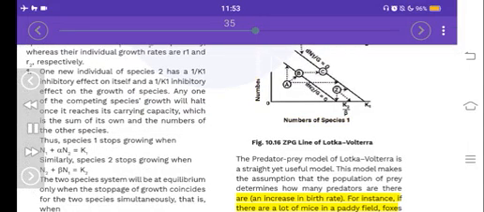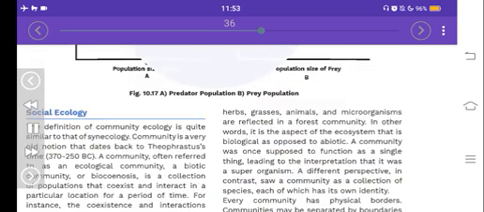For instance, if there are a lot of mice in a paddy field, foxes would consume numbers of species 1. The predator-prey model of Lotka-Volterra is a straightforward yet useful model. This model makes the assumption that the population of prey determines how many predators there are and the increase in birth rate. For instance, if there are a lot of mice in a paddy field, foxes would consume a lot of mice and produce a lot of young. The foxes will not be able to reproduce if there are no more mice.